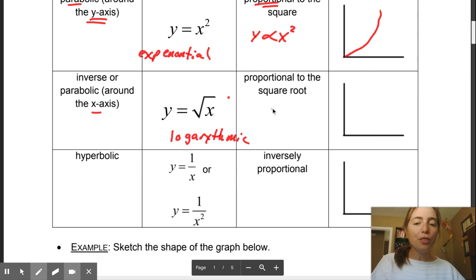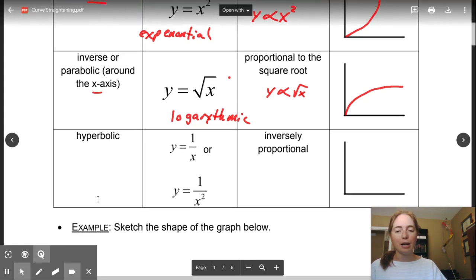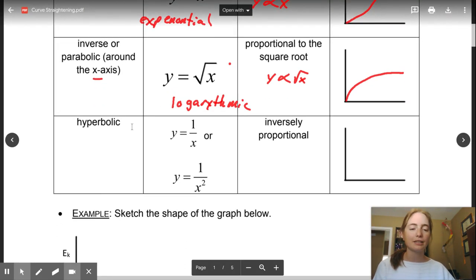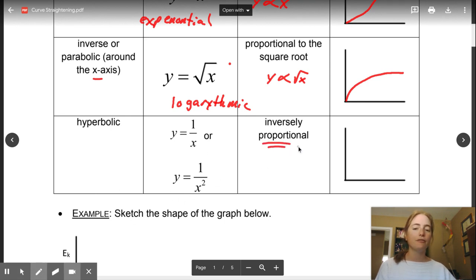So with this one, you can write it as also proportionate to the square root. And you're going to see a graph that's going to look like that. It's going to be your logarithmic pattern. And then our last pattern is your hyperbolic. So either 1 over x or 1 over x squared. And this is inversely proportionate. So in that case, your graph is going to look like this.